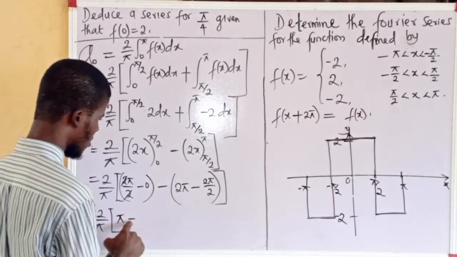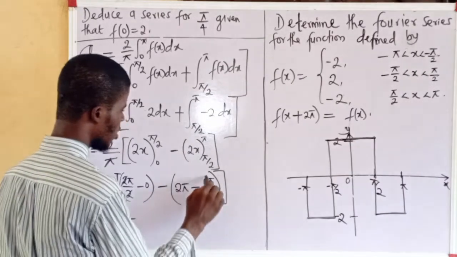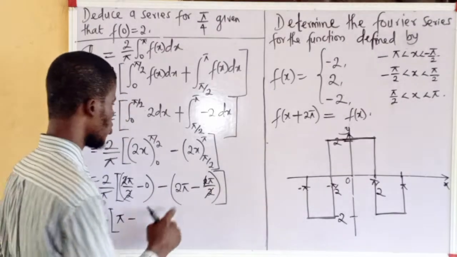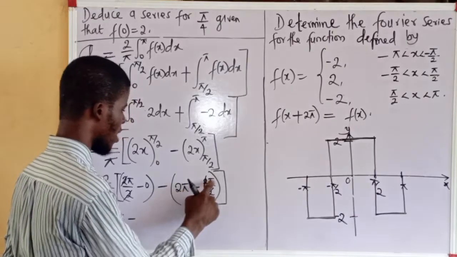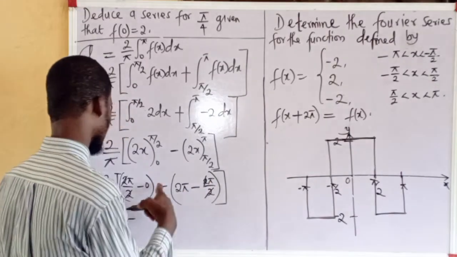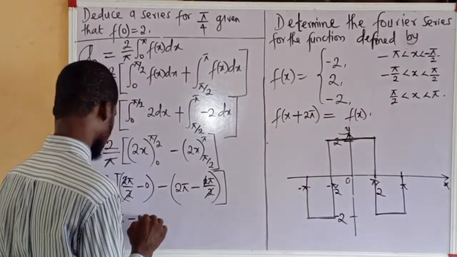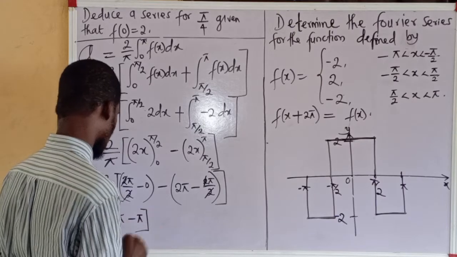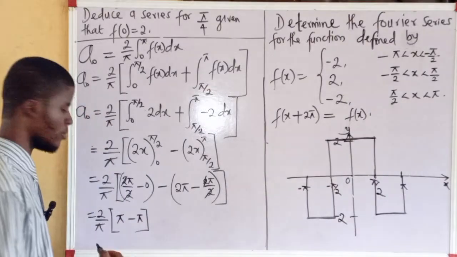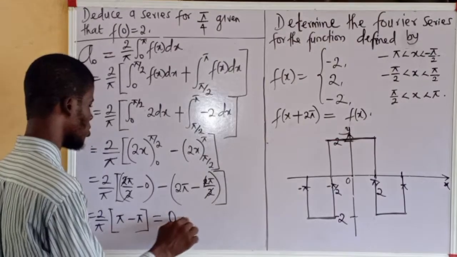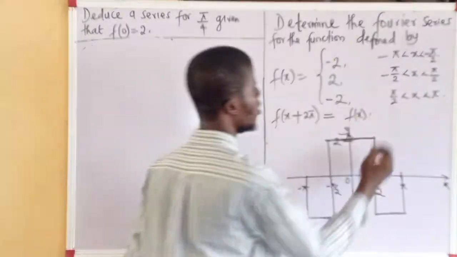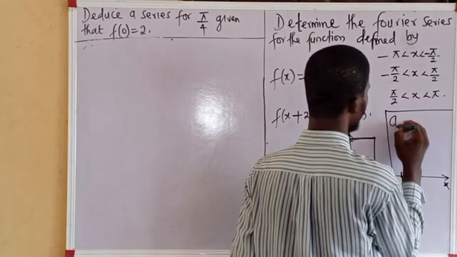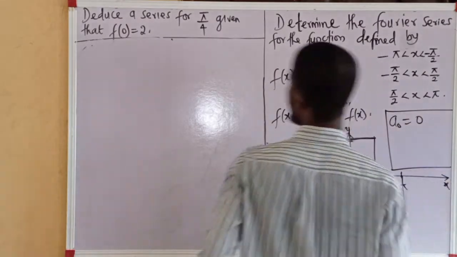minus, this is the minus, 2 we take away 2. Okay, so we have 2 pi minus pi, which is pi. So we have minus pi. Pi minus pi is 0. So everything here reduces to what? 0. So A naught is equal to 0. Let's write it somewhere. A naught is 0.